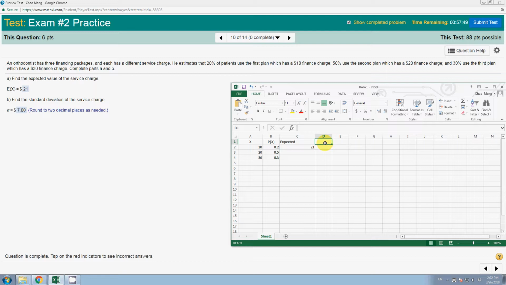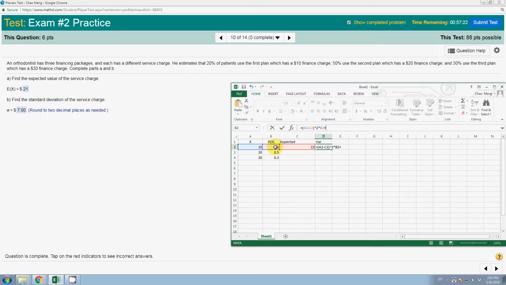Before calculating the standard deviation, let's calculate the variance. We know standard deviation is just the square root of variance. So let's calculate the variance first. It's equal to the difference between the X value and the expected value, and then we need to square it and times the corresponding probability.